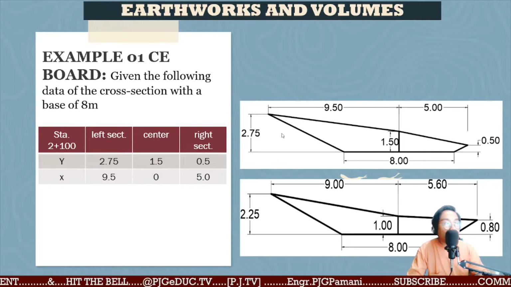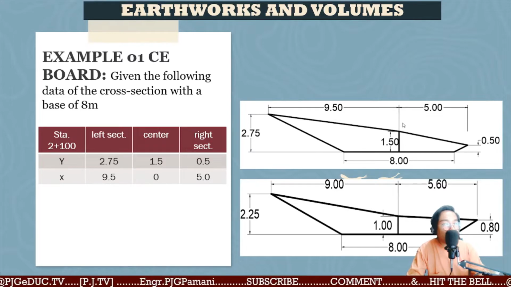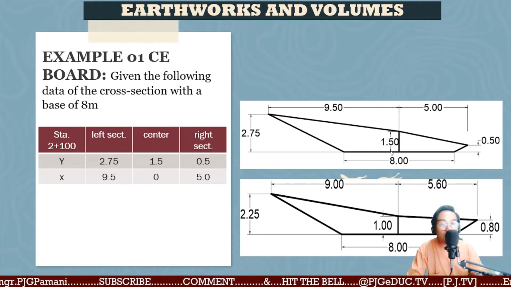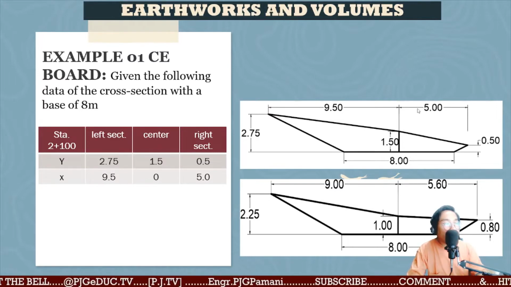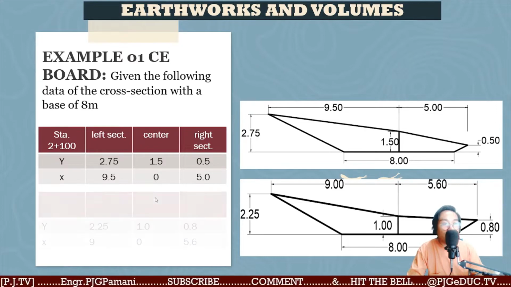Left section is 2.75 vertical, 9.5 horizontal from centroid. Center, 1.5 vertical and 0. Base is 8 meters. This is the figure. Then on the right section, 0.5 vertical and 5 meters horizontal.